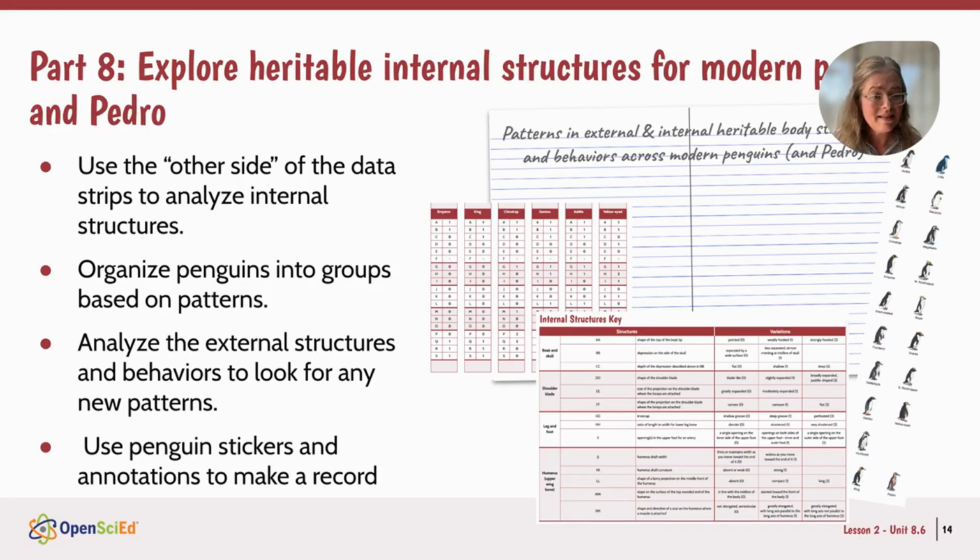In part 8, this is after students have figured out that we really need more kinds of data. Specifically, we want to look at the bones. And so students receive this additional data to analyze for more patterns. It's suggested that students get time first looking at the data strips, then bringing in the key, and then doing groupings and making a record of these groupings and why they chose to group them the way that they did, using these penguin stickers and annotations.